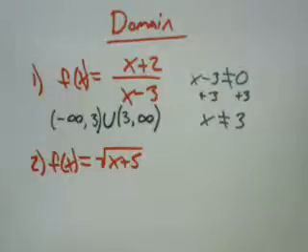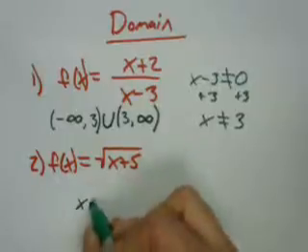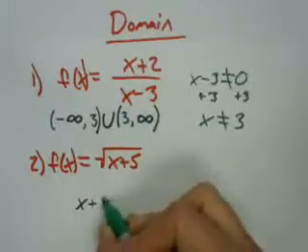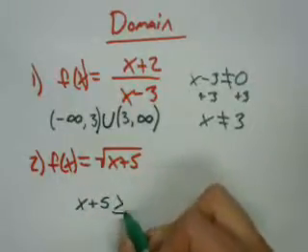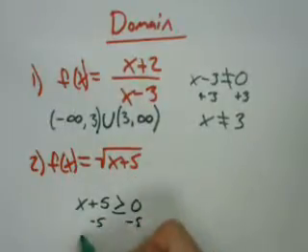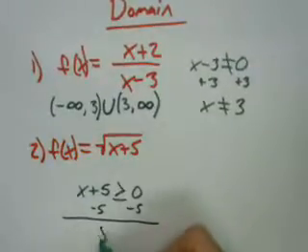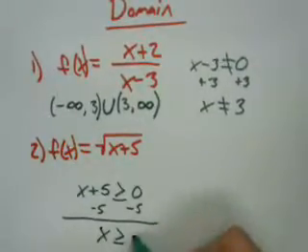Now here for the next one, if we keep moving along, f of x equals the square root of x plus 5. And what we'd say is x plus 5, like I said earlier, we can't have that be negative. So we have x plus 5 greater than or equal to 0. I subtract 5 on both sides, so I solve for x. I get x is greater than or equal to negative 5.